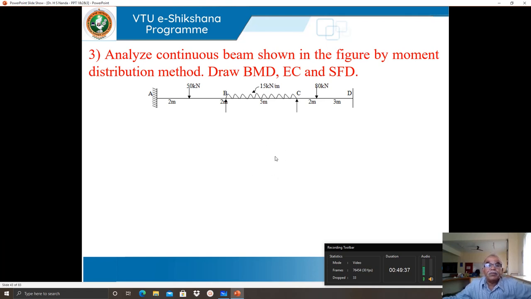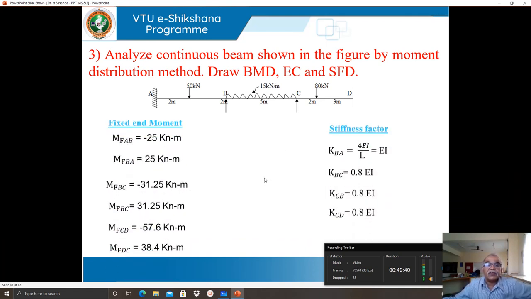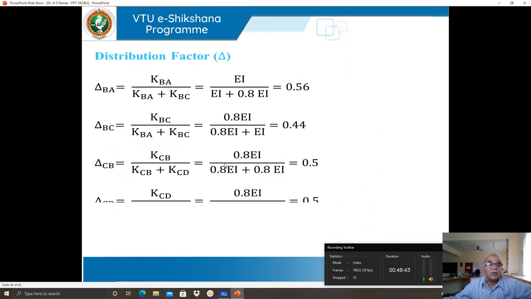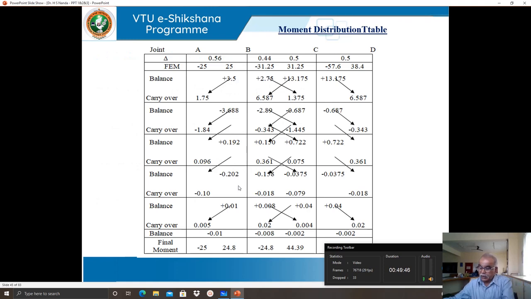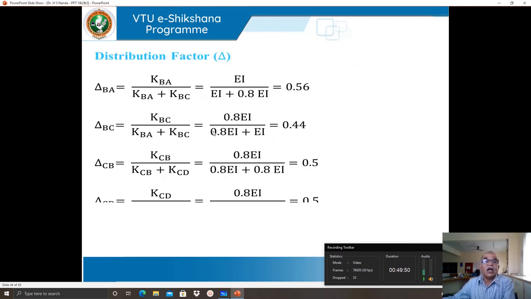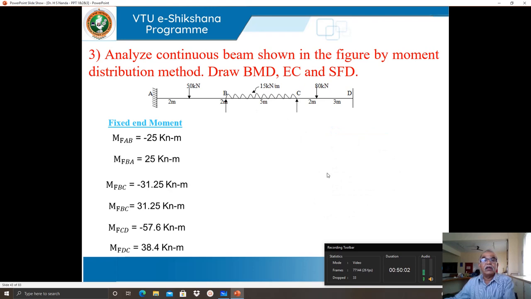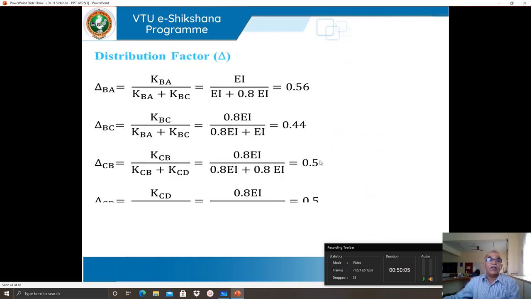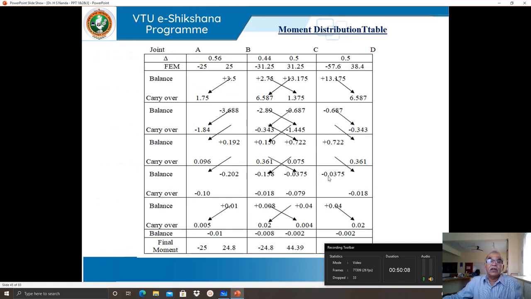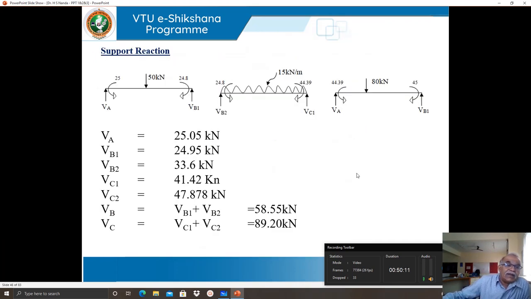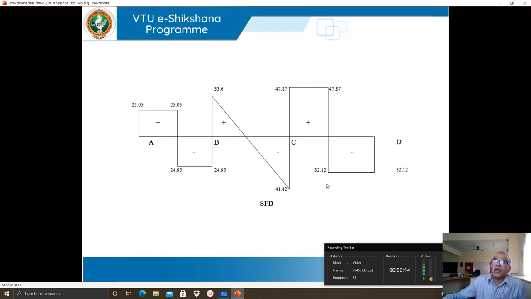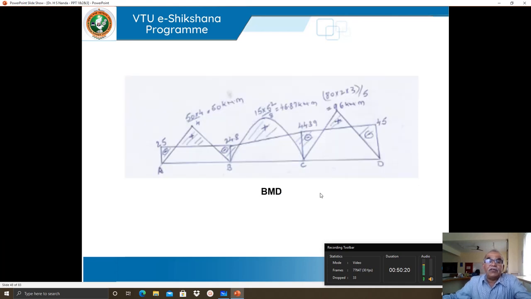This is another long beam wherein all the stiffness factors are 4EI by L, because if you consider this, A is fixed, D is fixed, and all these are intermediate joints, it is given. Now, this distribution factor, then moment distribution table, and calculation of the reactions due to external loading and due to end moments, and drawing bending moment diagram and shear force diagram.